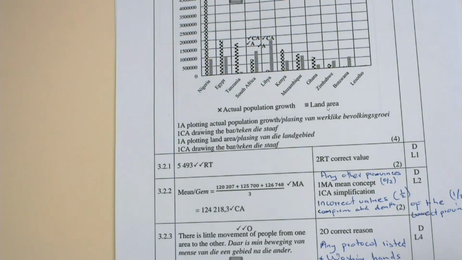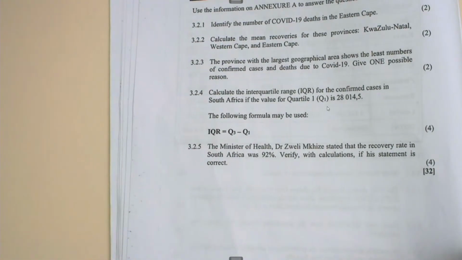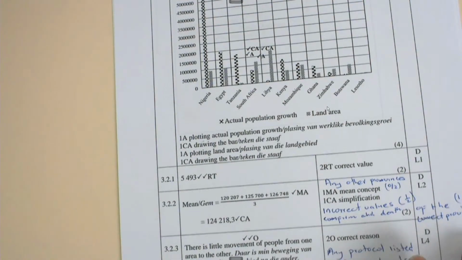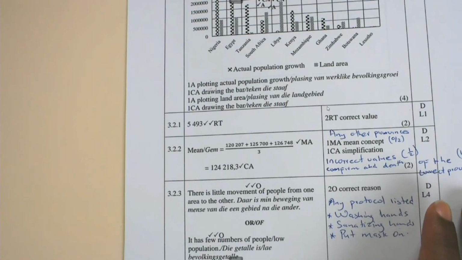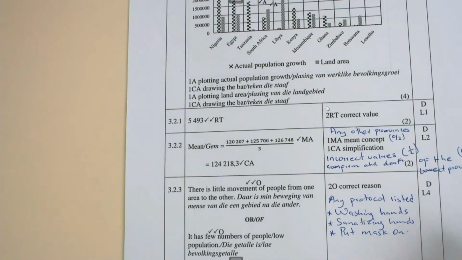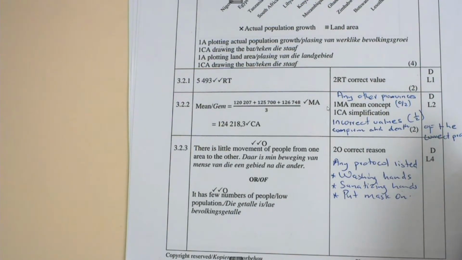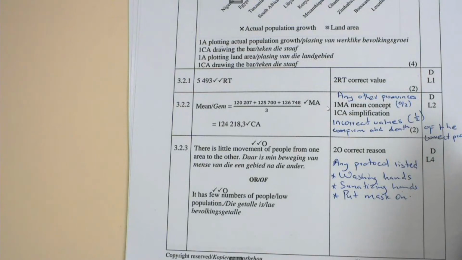3.2.3. It says the province with the largest geographical area shows the least numbers of confirmed cases and deaths due to COVID-19. Give 1 possible reason. The reasons to that: there is little movement of people from one area to the other, so that is the correct one. Or it has few numbers of people or low population.